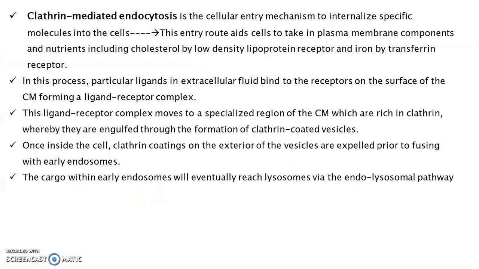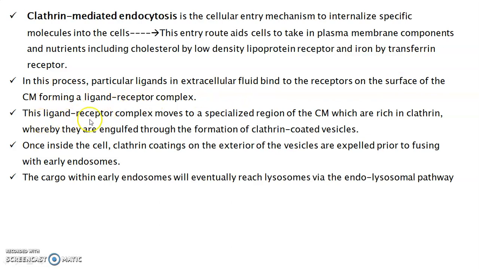Clathrin-mediated endocytosis is basically a cellular entry mechanism to internalize specific molecules into the cells. This entry route aids the cells to take in plasma membrane components and nutrients, including cholesterol by low density lipoprotein receptors and iron by transferrin receptors. In this process, particular ligands in the extracellular fluid bind to the receptors on the surface of the cell membrane, forming a ligand receptor complex.